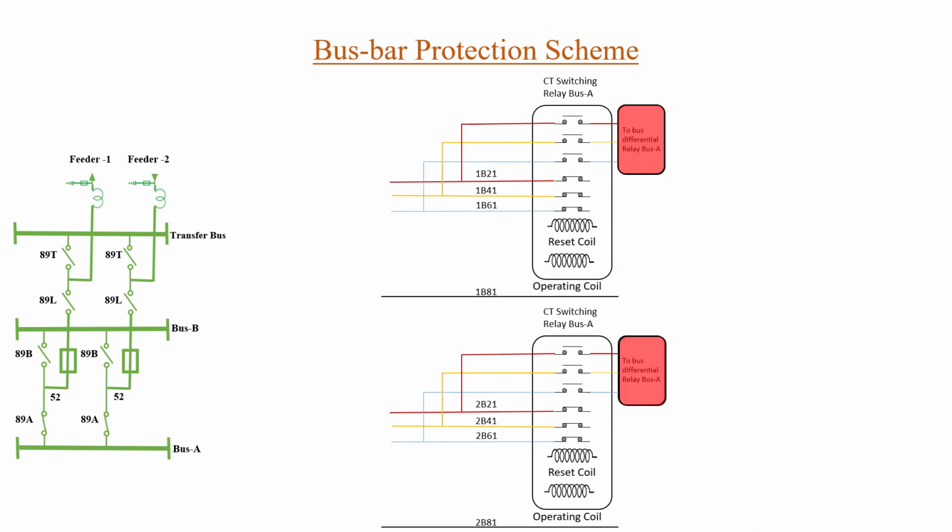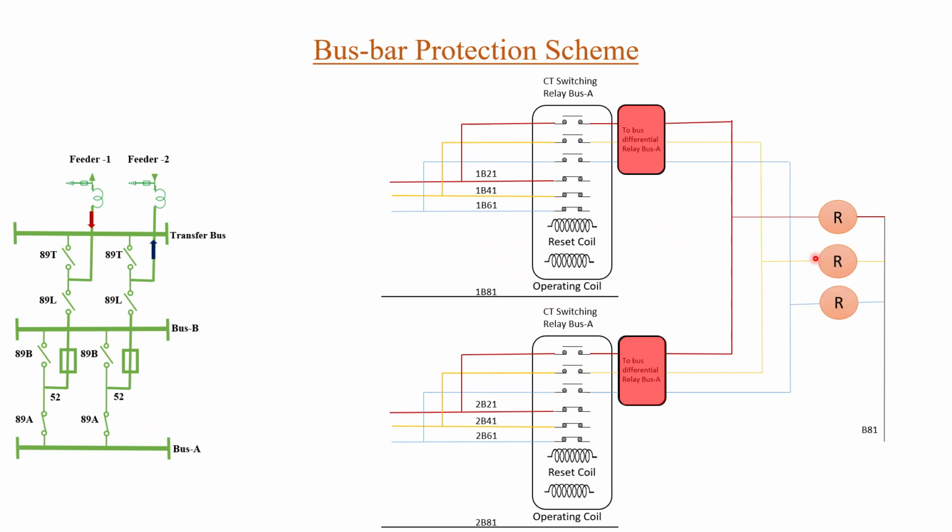Now for example, how the wiring is done for this differential busbar relay, that we will understand through an example. So if through the CT switching relay this differential relay is selected for bus A, then both will be connected, and a differential relay will be connected in parallel through this, right? And similarly for all three phases, and this relay will be further going for the busbar protection.